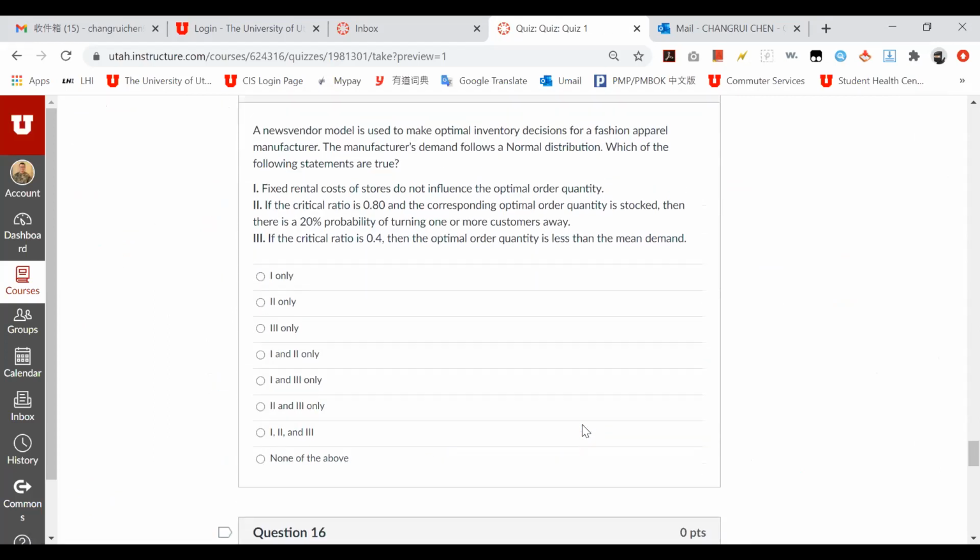Okay, question 15, if you can see it. Yeah, you can see it.